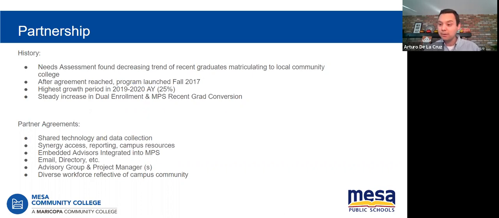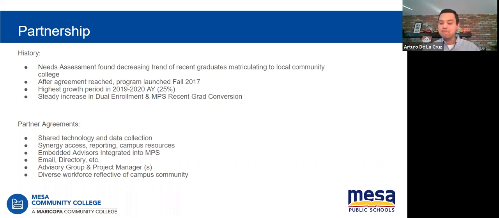So our embedded advisor program was born. The first year was 2017. There was an intergovernmental agreement that was signed so that we set aside the rules and particulars as far as any data sharing or access to the different systems. And so we started in 2017. Since then, our highest year, the first couple of years, we were able to grow enrollment into our community college system, and we have seen a steady increase in the overall dual enrollment, as well as recent graduate conversion into Mesa Community College. So that gives you a little bit of background on our program.